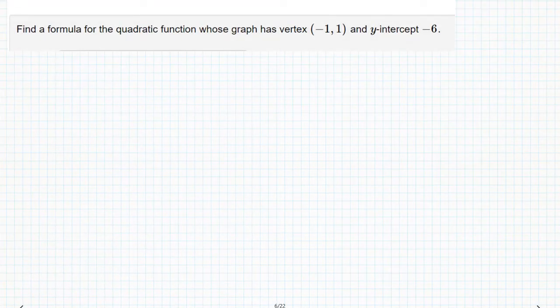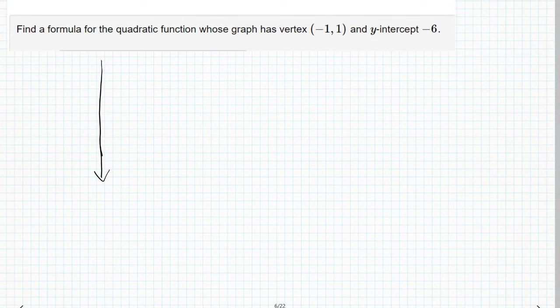So moving forward, we're dealing with quadratics. Find a formula for the quadratic function whose graph has vertex negative 1, 1 and y-intercept negative 6. So sometimes you can write it out as ax squared plus bx plus c, but what I would strongly recommend in this case, so you have a vertex, usually you can write these things.